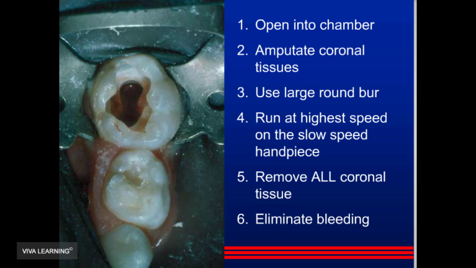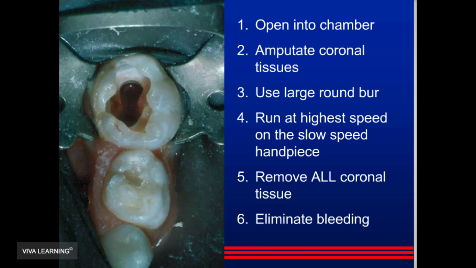The next piece will be to amputate the coronal tissues by using a slow-speed burr running at the fastest speed that your slow-speed burr can run. In other words, you want to get that slow speed going very fast so that it's not cutting any of the hard tissues, but it goes fast enough to cleanly amputate all of the tissue from the coronal aspect of that primary tooth. You want to make sure that you have removed all of the coronal tissues and eliminate bleeding.